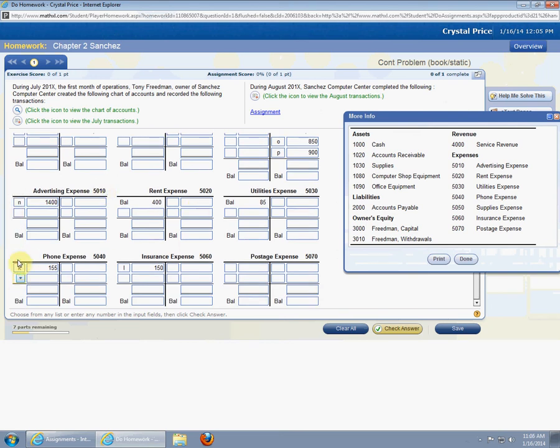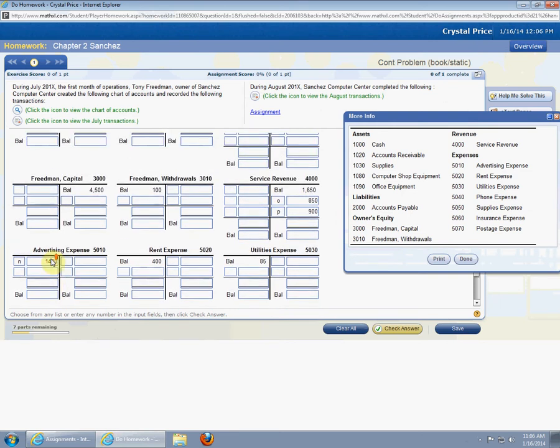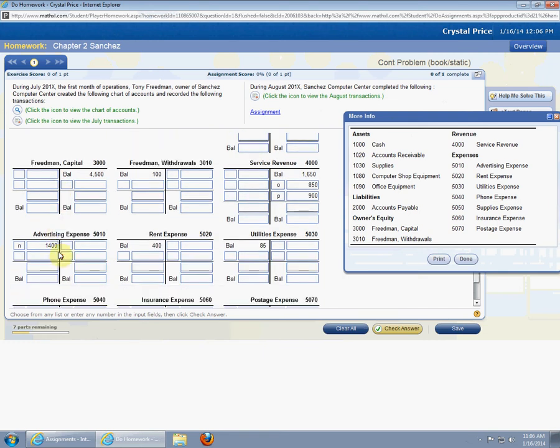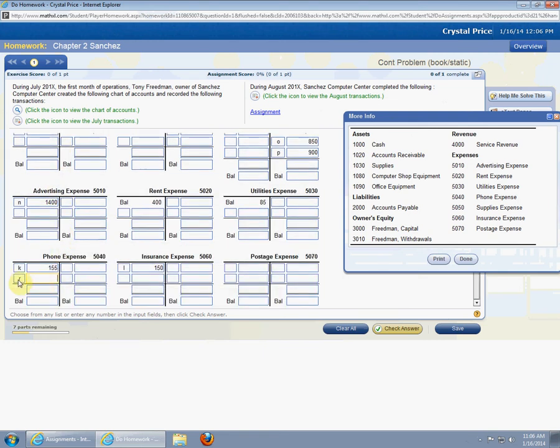No, it's postage expense, not phone. You were on the phone expense right there. Oh, I was? Yeah. Thank you. There we go.